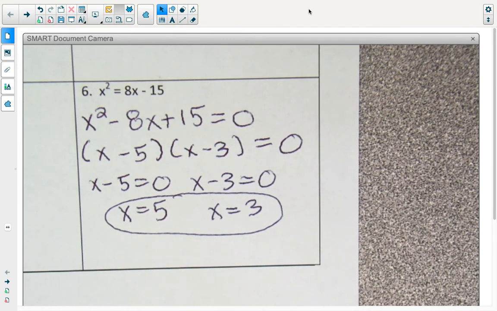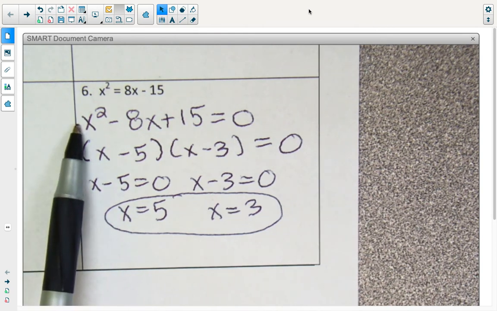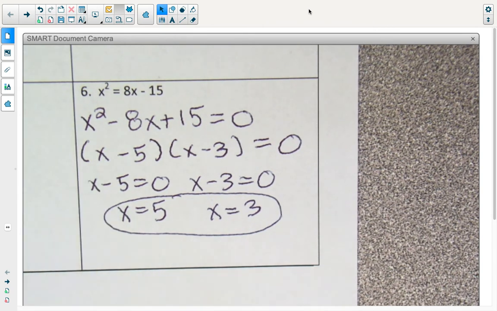Check for a greatest common factor. If you have one, that goes on the outside. If not, go ahead and do your 2 sets of parentheses. And if you have a different number in the front besides the number 1, then you're going to have to go through those 4 steps.